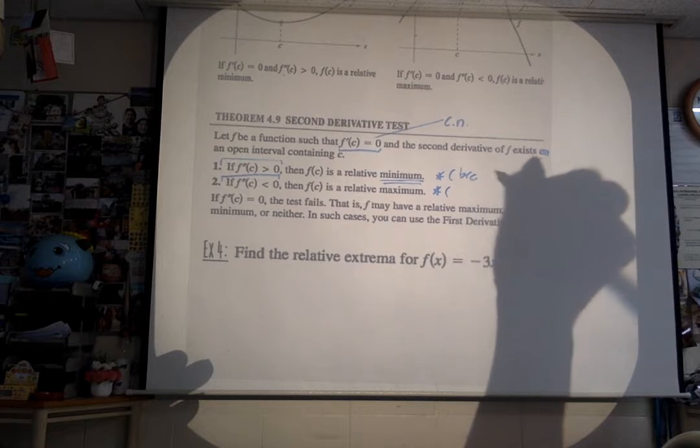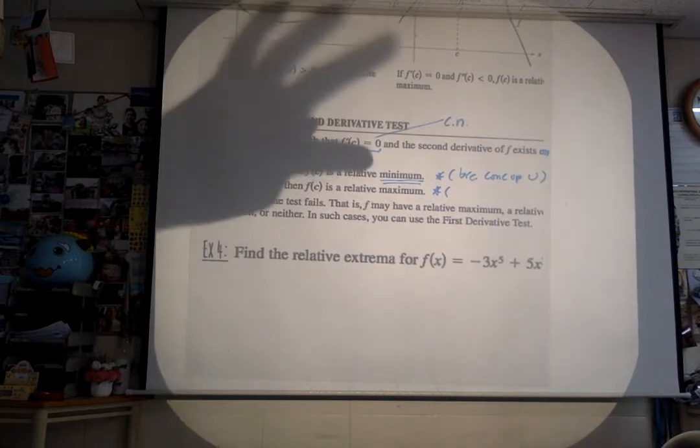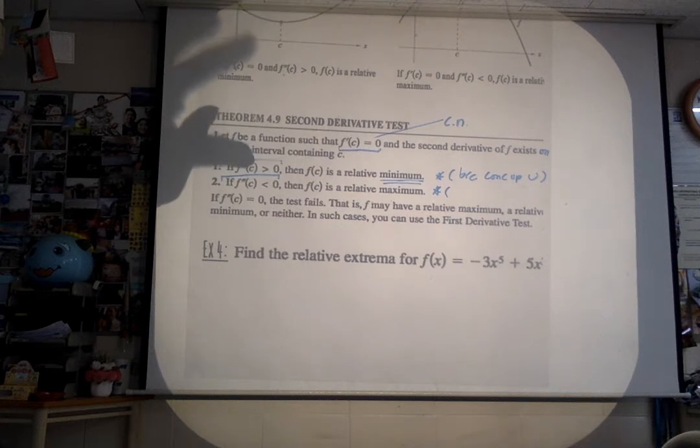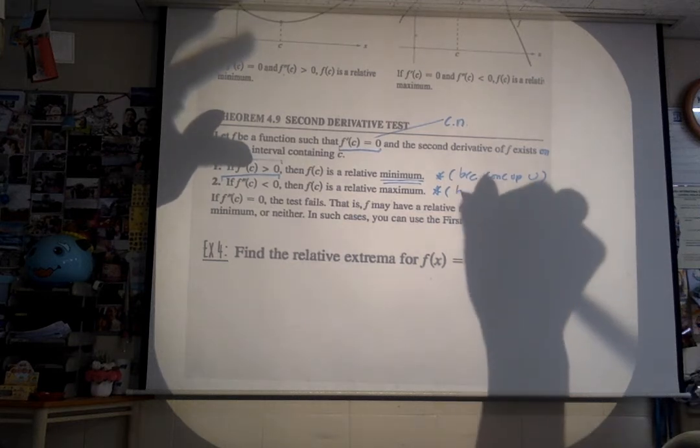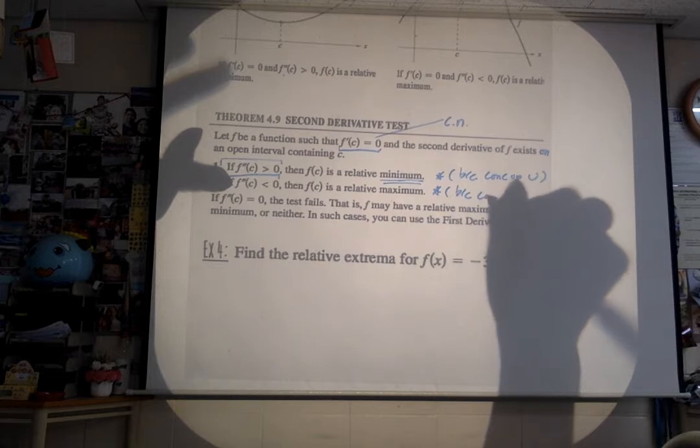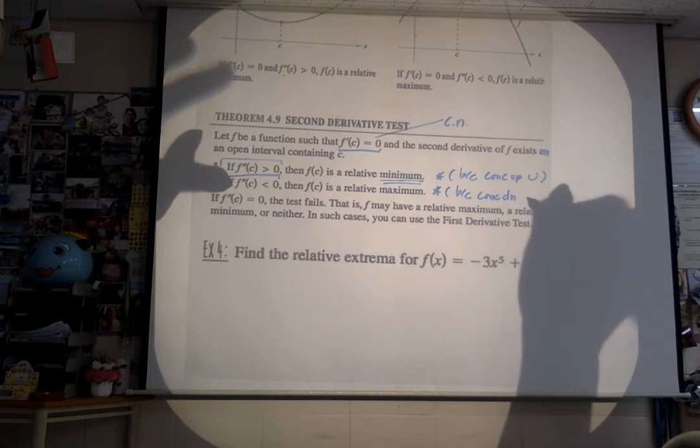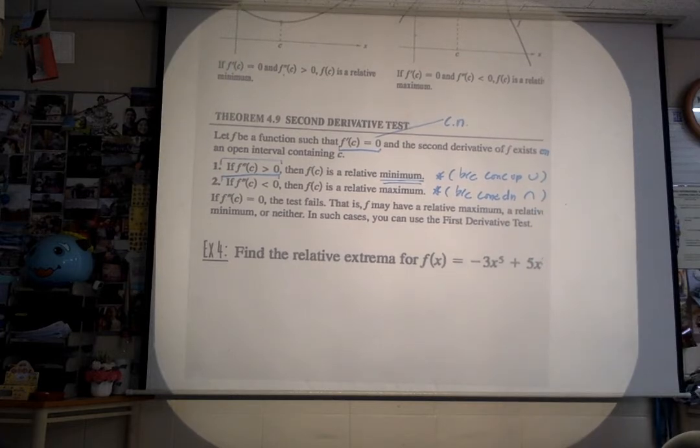Because this one is concaving up, right? So it's a relative minimum when it's concaving up and the second derivative is positive. Now, this one means it's concaving down, right? That means it's a relative maximum. So that should make sense. Now, if your second derivative is 0, the test fails. If it's 0, the test fails.